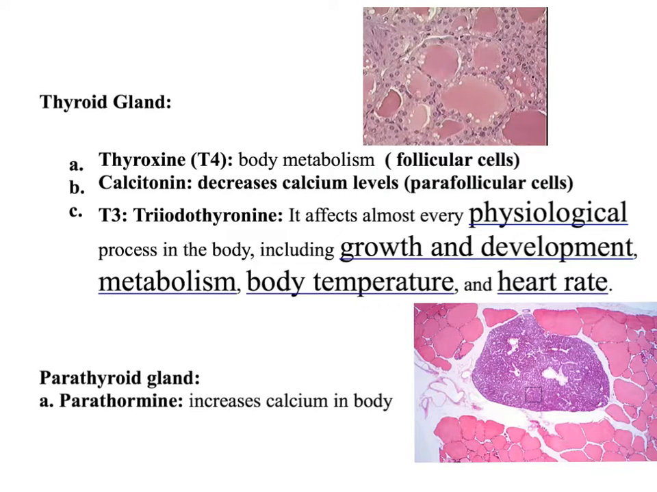The third hormone is the T3, which affects almost every physiological process in the body, including growth, development, metabolism, body temperature, and heart rate. The parathyroid gland secretes one hormone, and that is the parathyroid hormone. And if we look at this diagram right here, these areas right here are the thyroid gland, and when we see the thyroid gland, this is at a lower power.